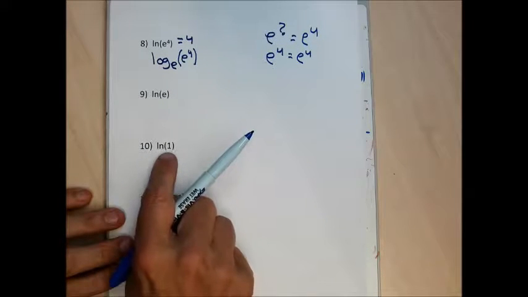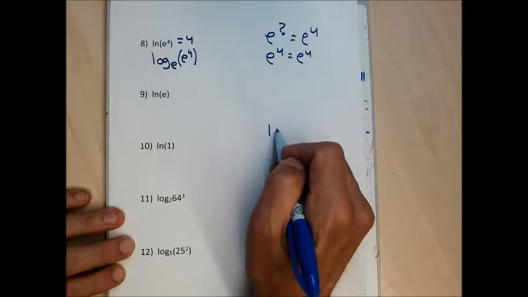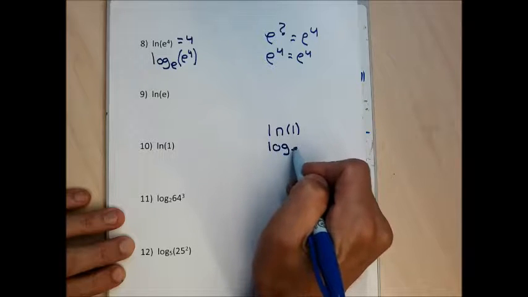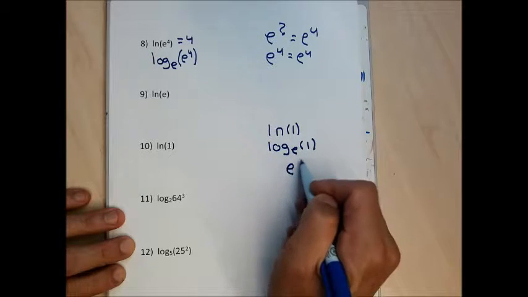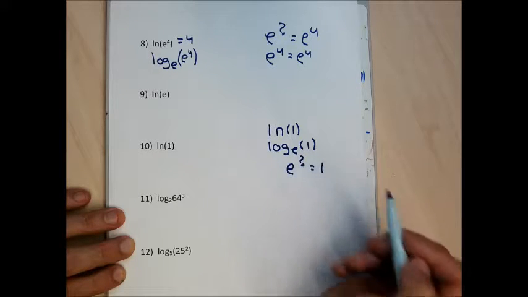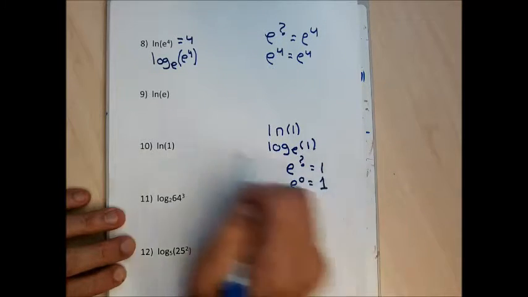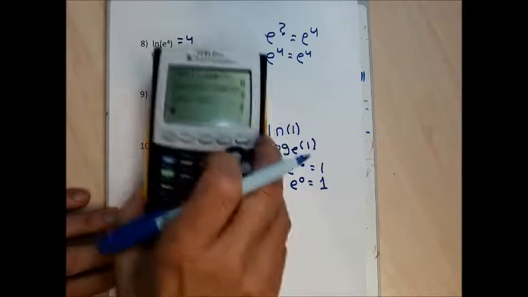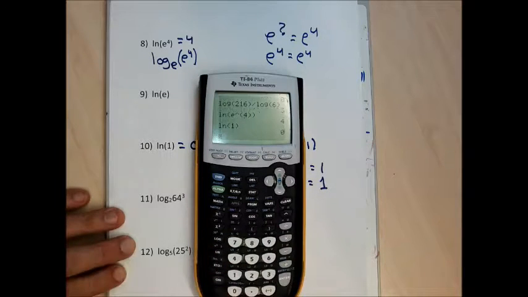For number 10, I think this ln of 1 is the same thing as the log base e of 1, because ln and log base e are the same. This is asking the question, the base e to what power is the argument 1? I know that e to the 0 power is 1, so that this answer is going to be 0. On my calculator, to do this, I would just type the ln and type in 1, and then hit enter and get that 0.